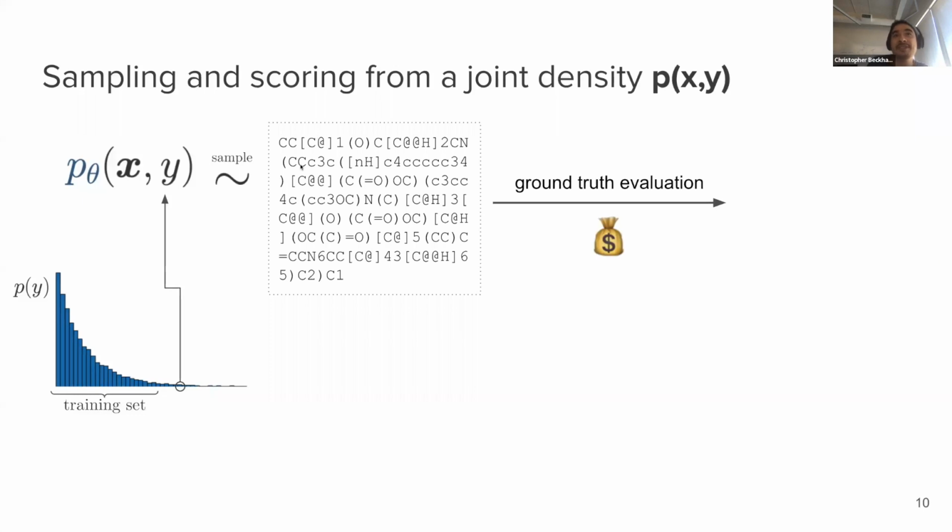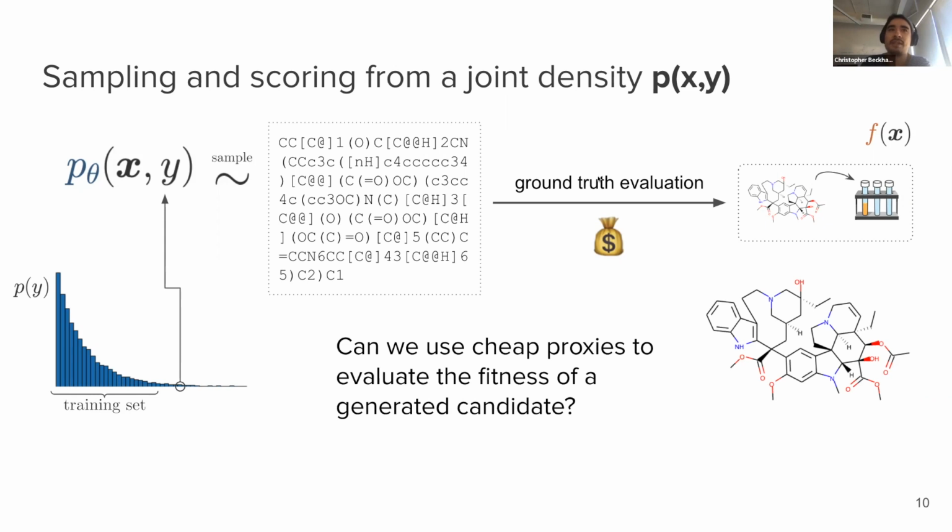But in order to ascertain whether this is actually what we want, we have to do a ground truth evaluation, which costs bags of money, because f of x here is the ground truth process. We have to synthesize this, and then perform some experiment, maybe the binding affinity, and maybe we need to do some wet lab experiments. This is expensive, it could be tens of thousands of dollars. So really the question is, can we use cheap proxies to evaluate the fitness of a generated candidate, to avoid doing this?